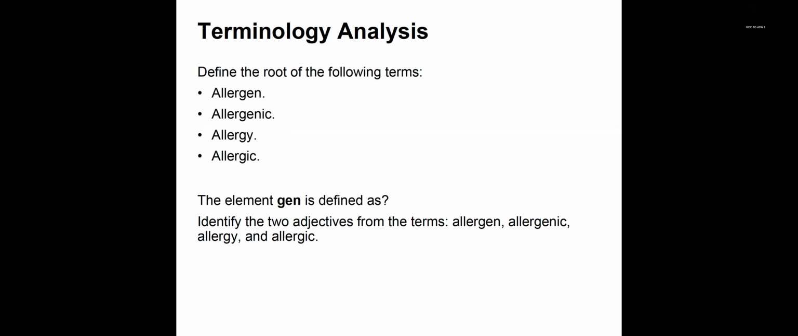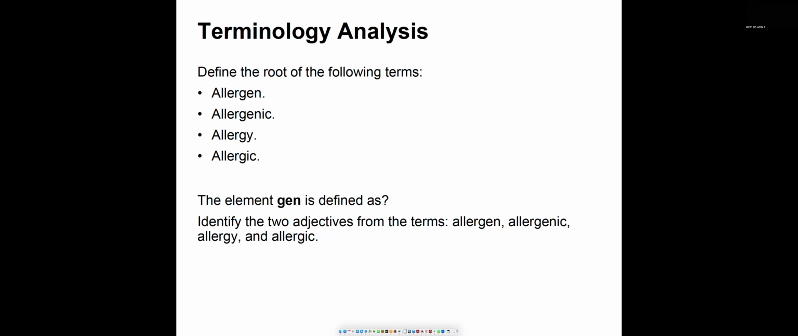More terminology analysis. So here we have defining the root of the following terms. All right, so the root in all the terms is al, which means other or different, and erg means work or action. So together they refer to responsible for different forms of the normal, different from what is normal and expected. So breaking down each term, we'll do this together, or you can do this on your own.